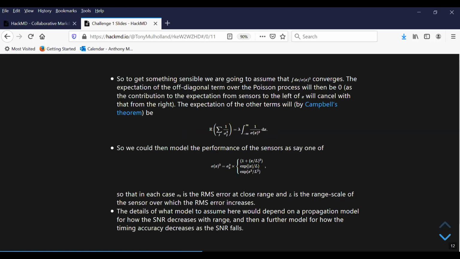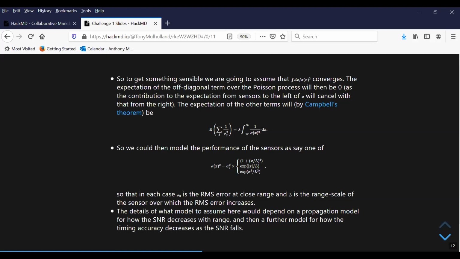We can then, and you just need to calculate the diagonal terms, and the formula in the first bullet, expectation of 1 over sigma_j squared, is lambda, where lambda is the intensity of the Poisson process. In other words, it's the average number of sensors per unit length in this one-dimensional problem. So the diagonal terms in the Fisher information matrix are lambda times this integral of 1 over sigma of x squared.